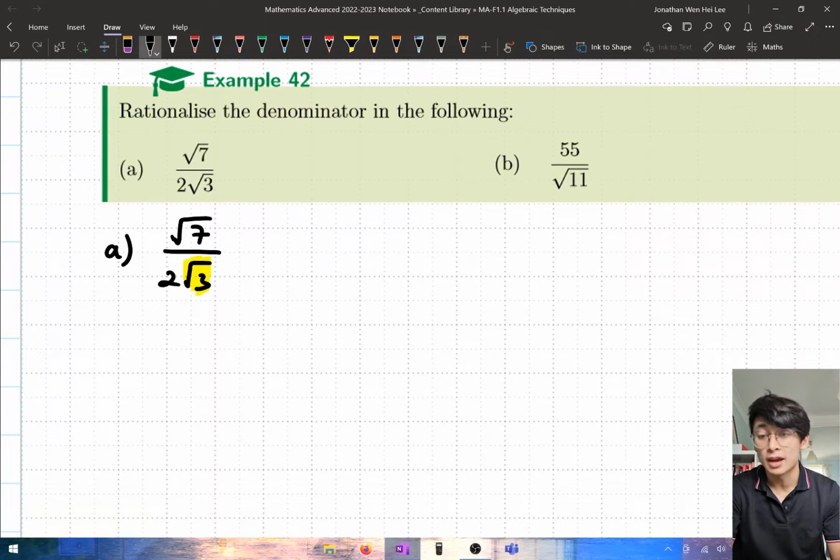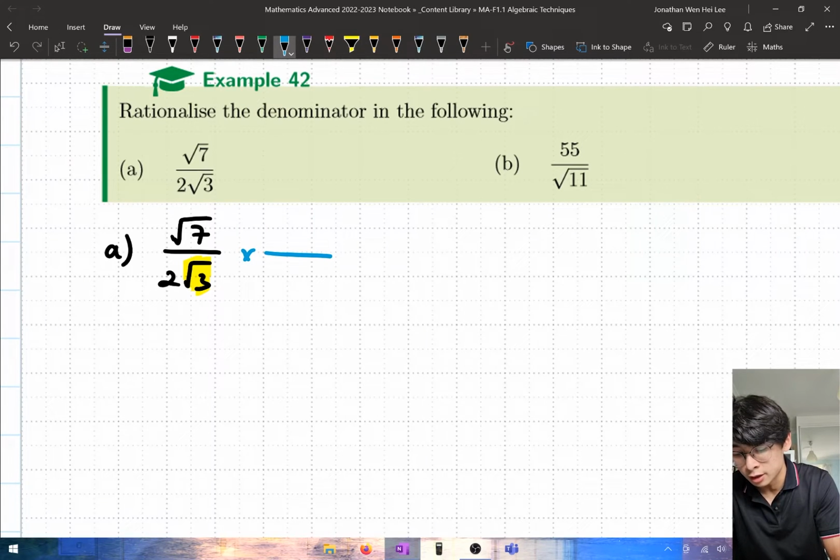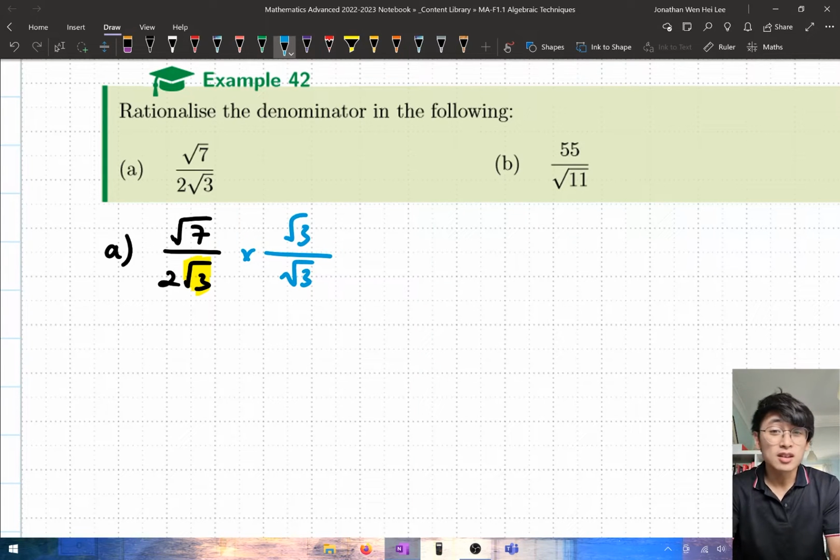In these single term cases, all we need to do is multiply both the numerator and denominator by that term. So here, it's square root 3. I'm going to multiply both top and bottom by square root 3. What this does is it doesn't actually change the fraction. If I multiply by square root 3 over square root 3, that's just the same as multiplying by 1. That doesn't change our number. All it does is rewrite it in a way that the denominator is a whole number, a rational number.